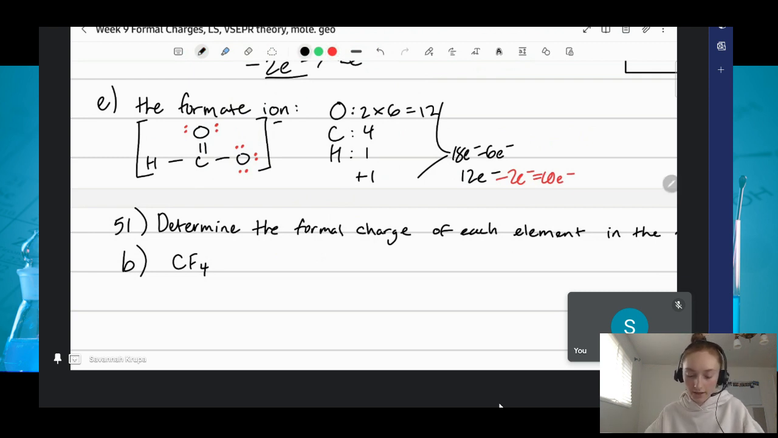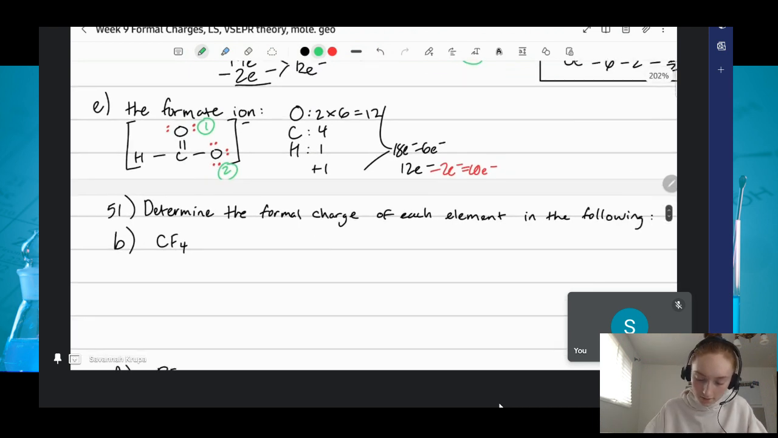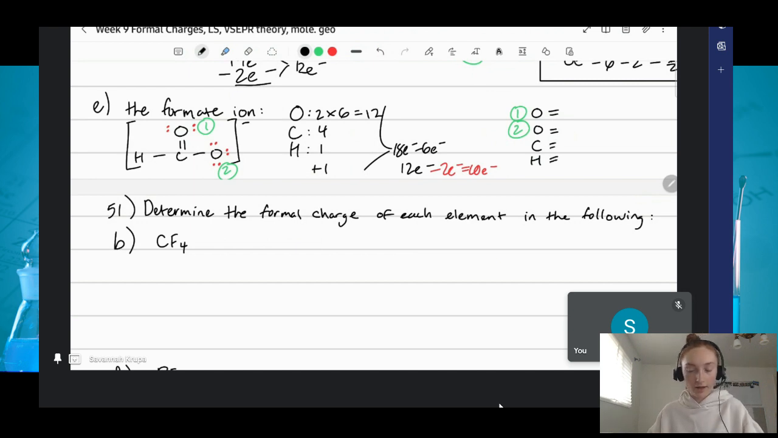So based on that, we can calculate the formal charges for everything. We'll label the oxygen on the top as oxygen 1 and the other as oxygen 2. Okay, so we have oxygen 1, oxygen 2, and then we also have carbon as well as hydrogen. Based on the equation for oxygen 1, there are 6 valence electrons. So let's write down all the valence electrons to work with here: 4 and then 1.